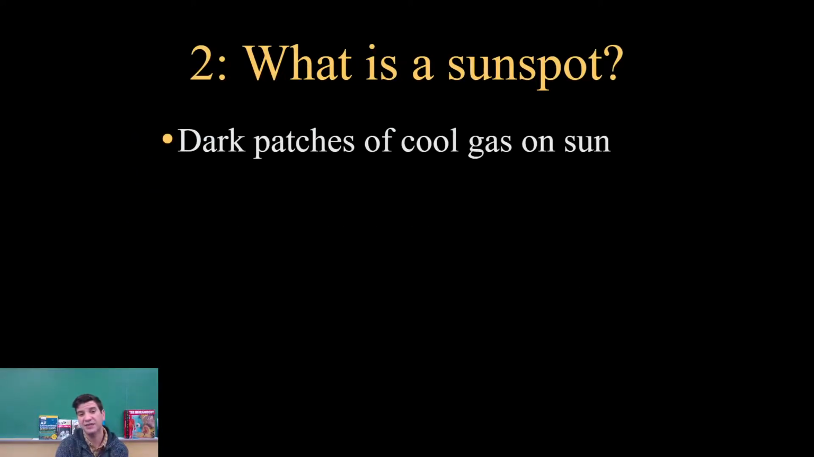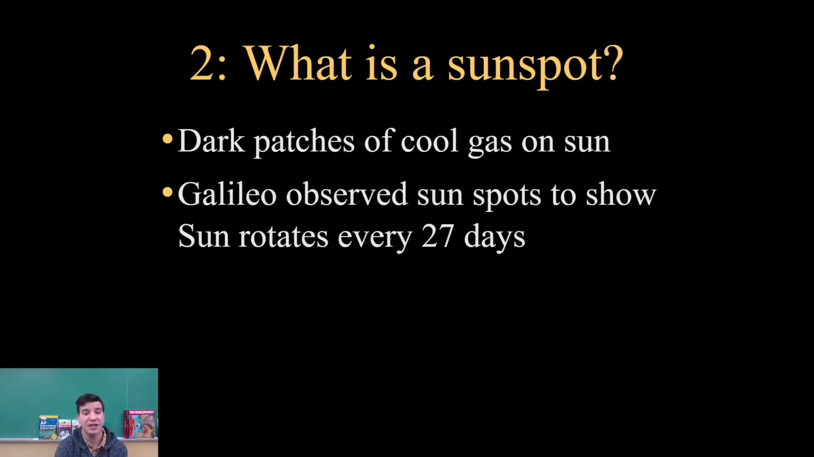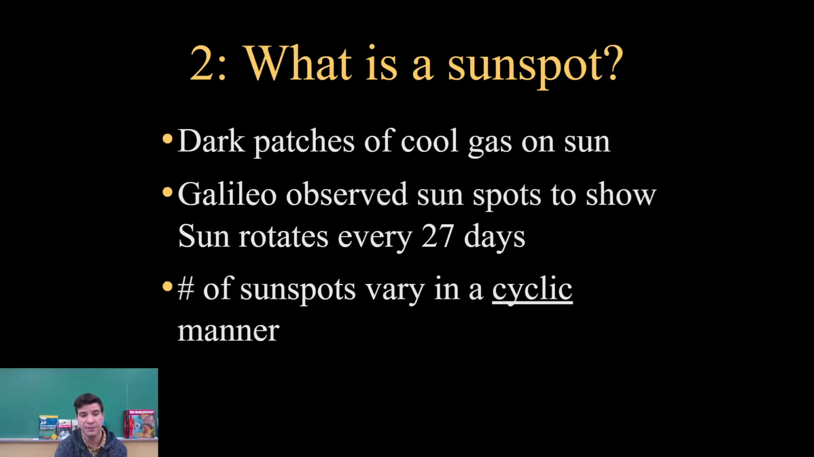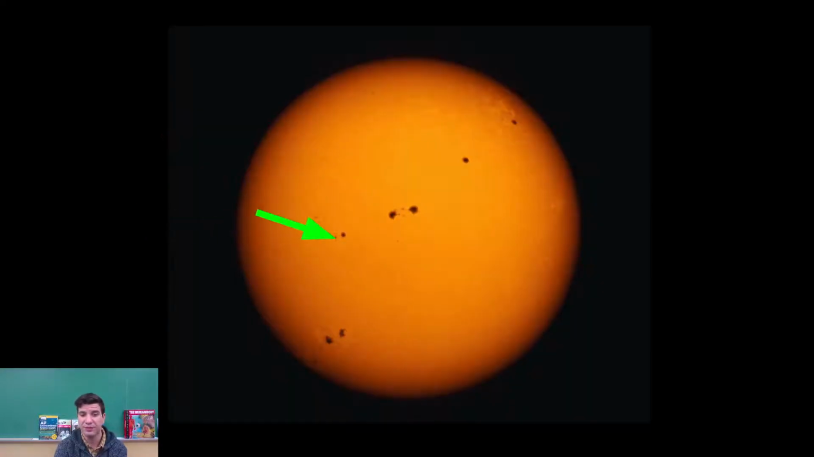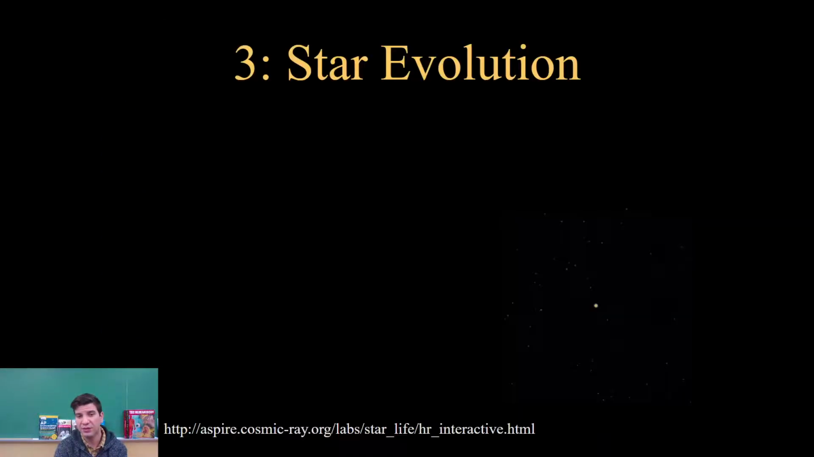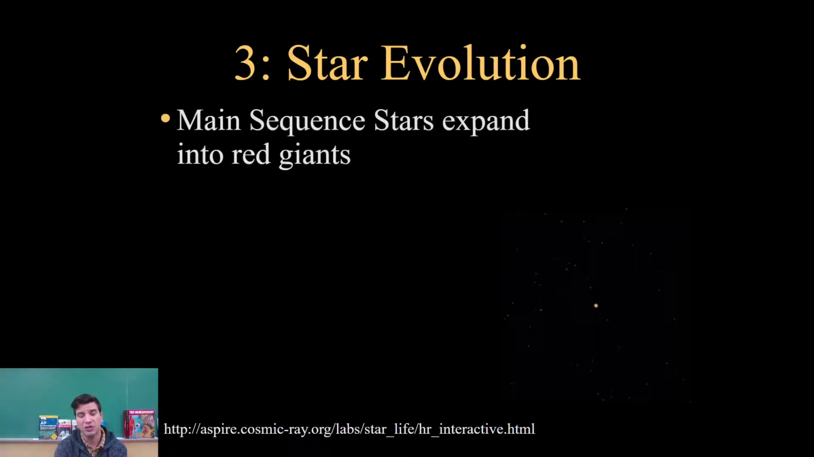So what exactly is a sunspot? It's a dark patch of cool gas on the sun. Galileo observed sunspots to show that the sun rotates every 27 days. It takes about a month. The number of sunspots vary in a cyclic manner. And that's what they look like. And what are they really? Well, all they are is just areas of cooler gas. It might only be a couple thousand degrees as opposed to 9,000 degrees.